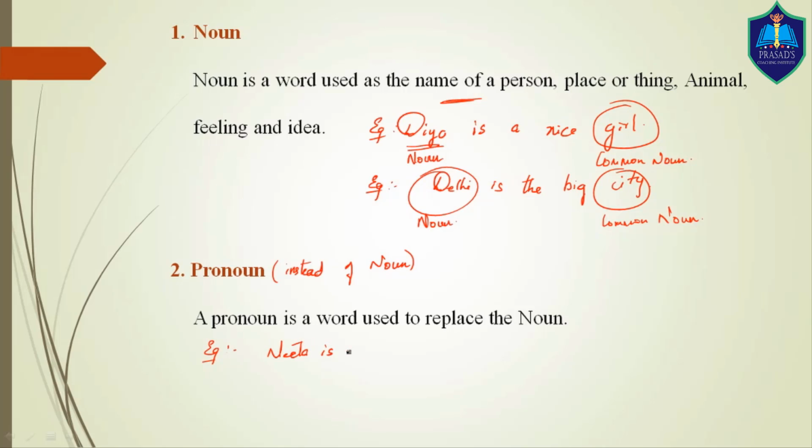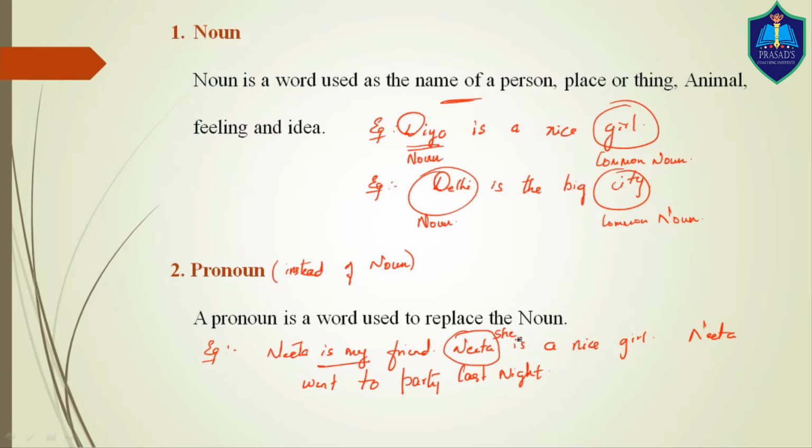Neeta is my friend. Neeta is a nice girl. Neeta went to party last night. Here I have taken 3 sentences. Can we use them like this? No, right? To replace the noun, a pronoun is used. So instead of this, we can say: Neeta is my friend. Instead of again using Neeta here, we can use she. She is a nice girl. She went to party last night. So she is a pronoun used in the place of Neeta, that is a noun.